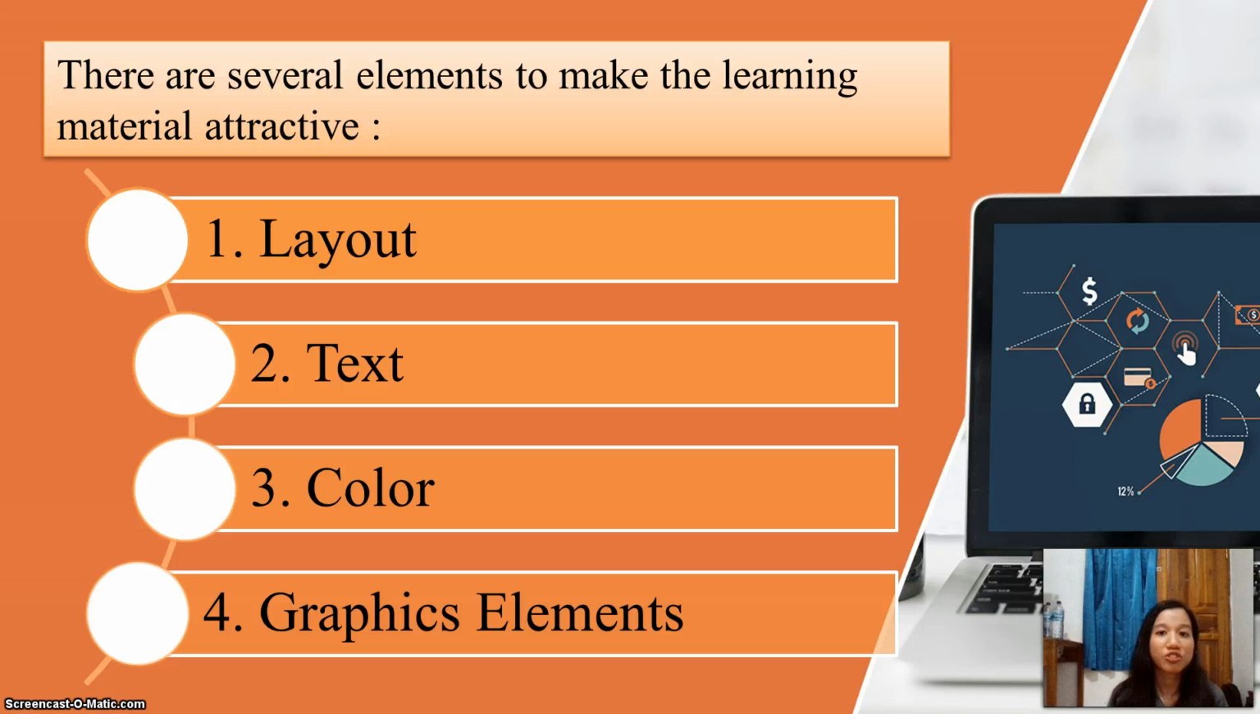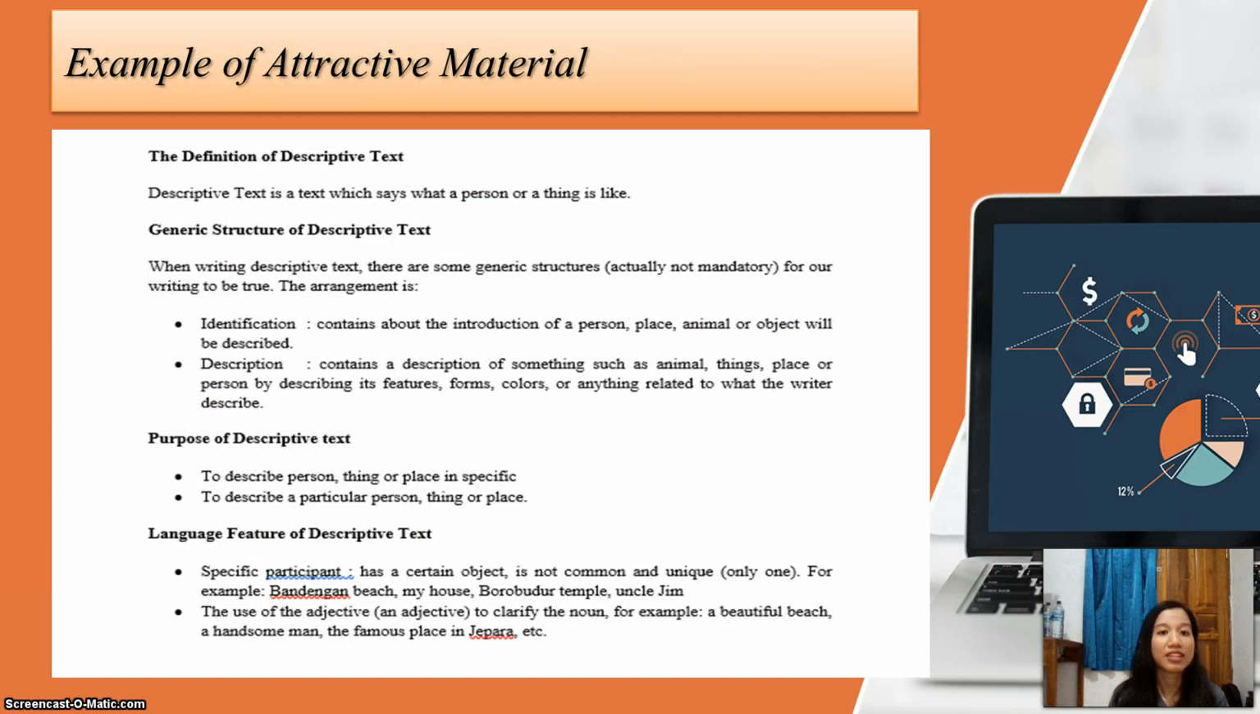There are several elements to make the learning material attractive. The first is the layout, the second one is the text, the third is the color, and the last is the graphic elements. And this is also an example of the attractive material. As we can see, the layout in that material is good because there is space between each line to the right and left, so the students can read easily. The margin that is used is also right because it uses just TP that makes it look tidy.